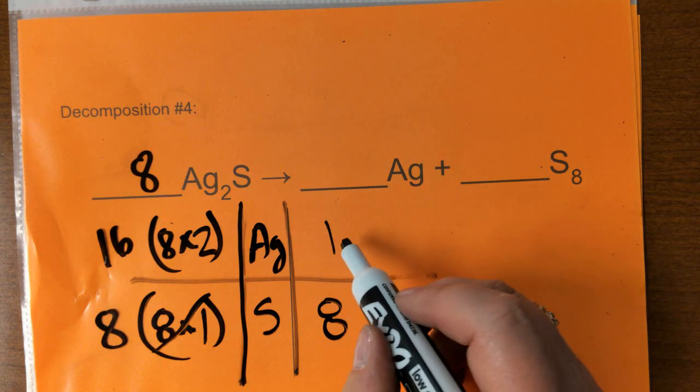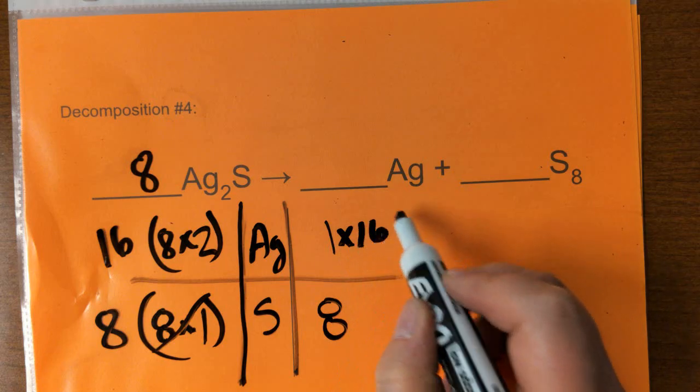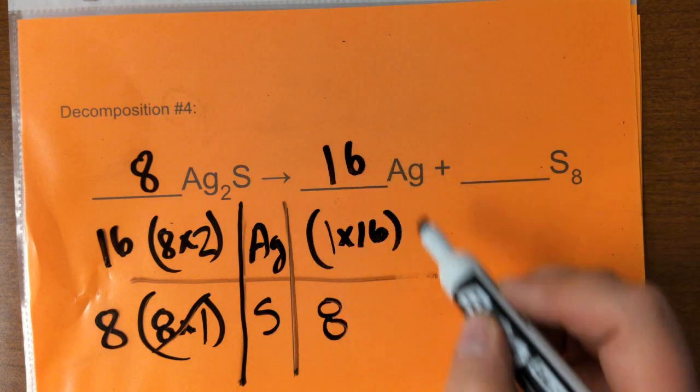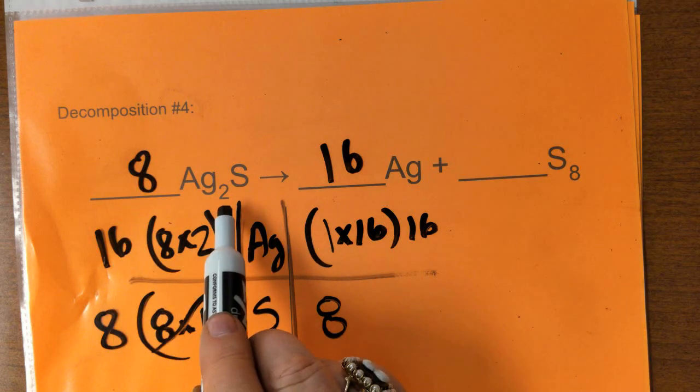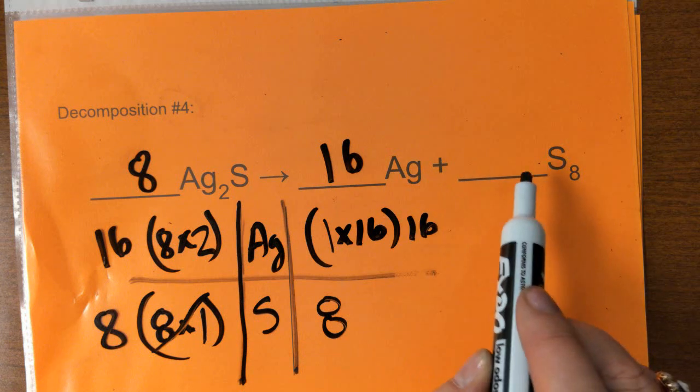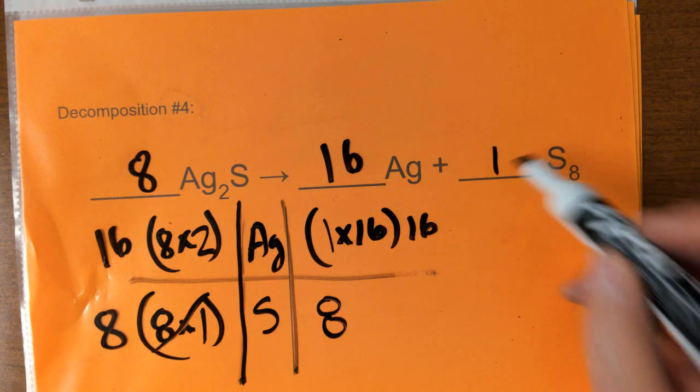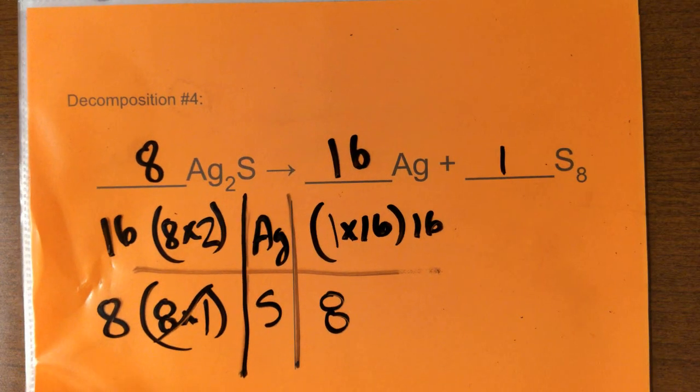Sulfur's balanced. On this side, I would need to multiply this by 16. So I'm going to put a 16 in front of that, and now I'm balanced. 8 sulfur, 16 silver, 16 silver, 8 sulfur. Again, got one there.